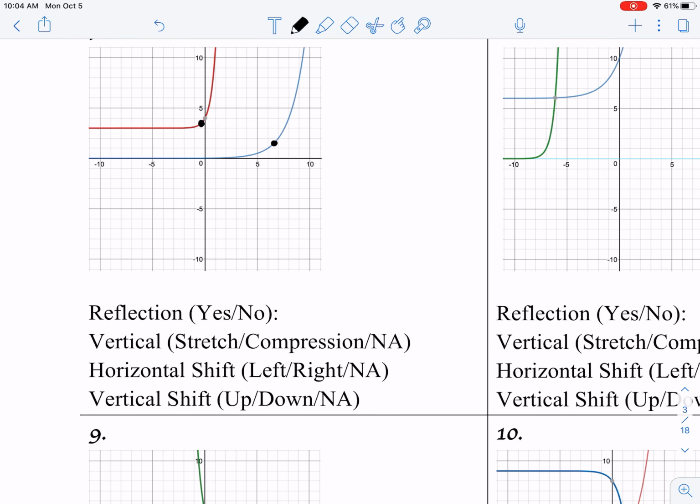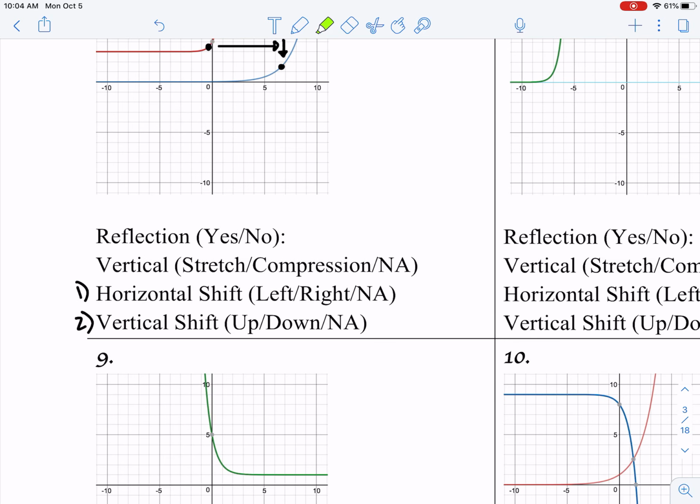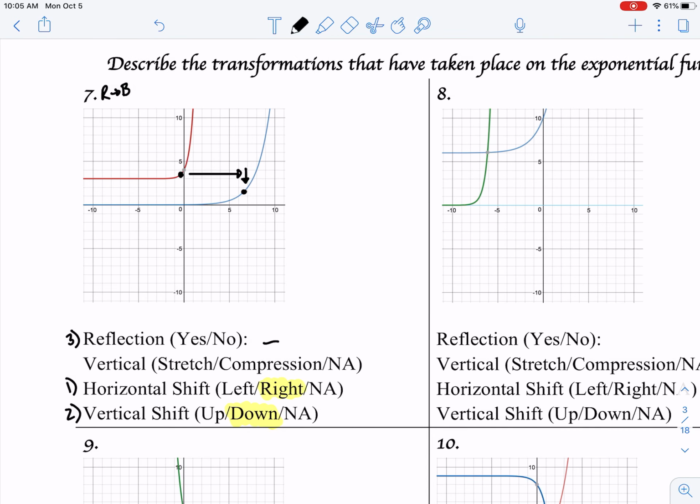Again, the first thing I'm going to do is my shifts, horizontal and vertical. So I see I need to move to the right. Then I need to go down. After that, I'm going to do reflections. Backwards L to backwards L, it's the same shape, so no reflection.